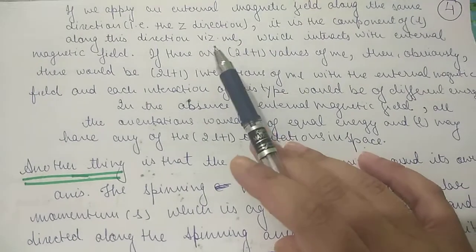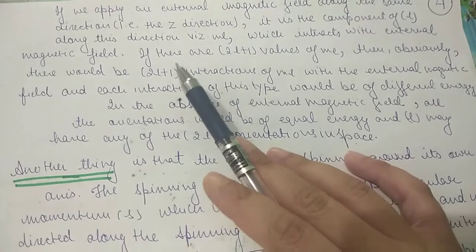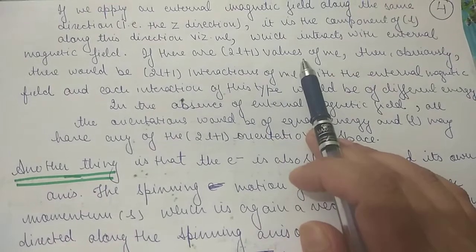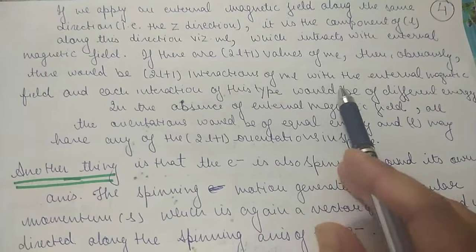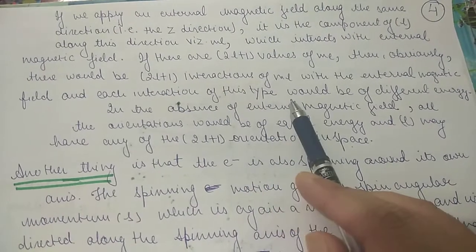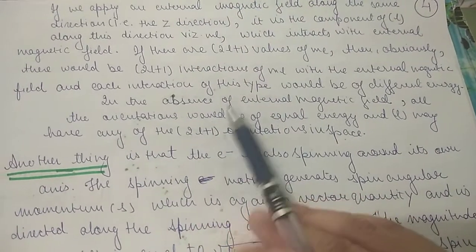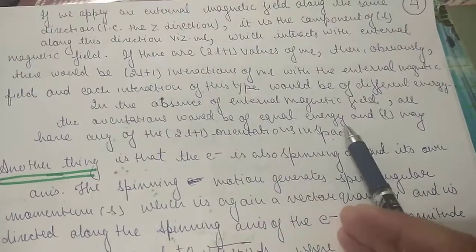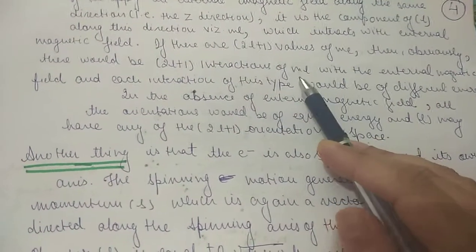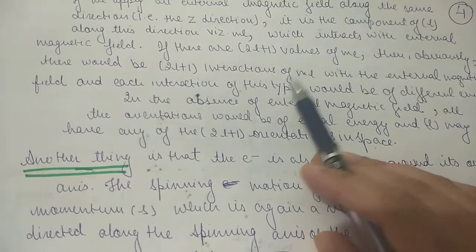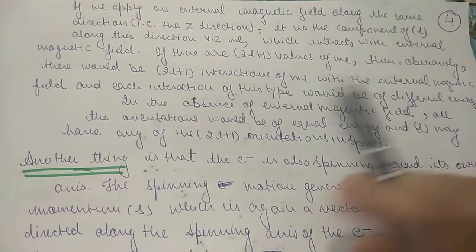for example ML, which interacts with the external magnetic field. If there are 2L plus 1 values of ML, then obviously there would be 2L plus 1 interactions of ML with the external magnetic field, and each interaction of this type would have a different energy. And in the absence of an external magnetic field, all the orientations would be of equal energy, and L may have any of 2L plus 1 orientations in space. Now if we apply an external magnetic field, then what will happen?